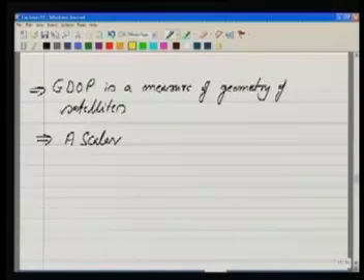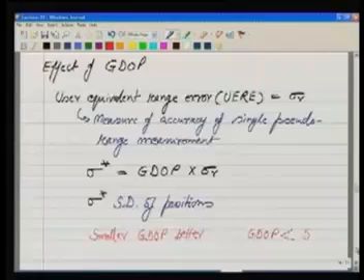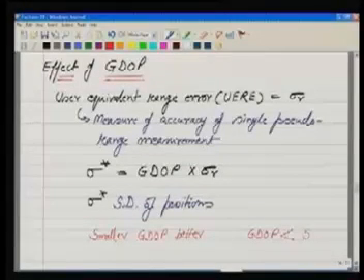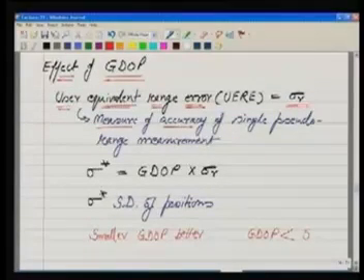Okay, this GDOP is a measure of geometry as we know now, and it's a scalar value. The way it is computed is a scalar. Now what is its effect? What does it do? The effect of GDOP. If the user equivalent range error is sigma r. What is this user equivalent range error? It is basically, we can take it as the measure of accuracy of a single pseudo range measurement. A single pseudo range is being measured.